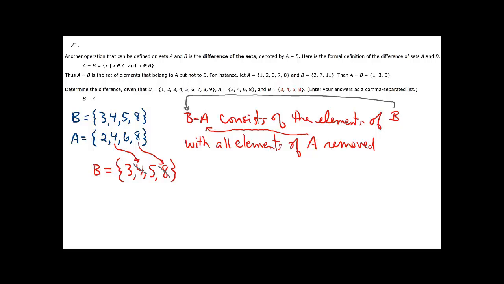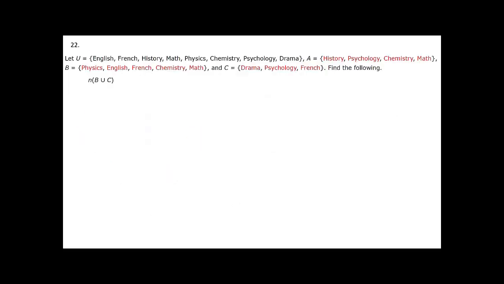So you start out with B and then you cross out anything from A that was in B, and whatever you're left with is the difference. Obviously, if you said A minus B, you would start off with the set A and then cross out any commonality with B. So the difference of two sets, you start out with the set on the left, write it down, and then you cross out any commonality that it has with the set on the right side of the minus sign. 22.